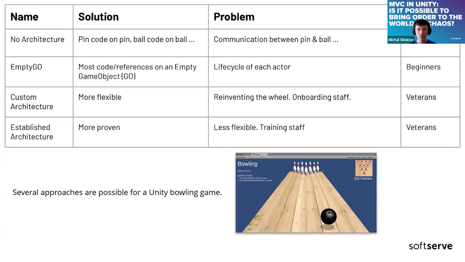architectural solution per project. Finally, there's using an established solution. Taking a solution off the shelf and applying it to the project has lots of benefits. We know it's been proven. We know it's built on top of principles and patterns that work. However, it is less flexible and can be seen as verbose.